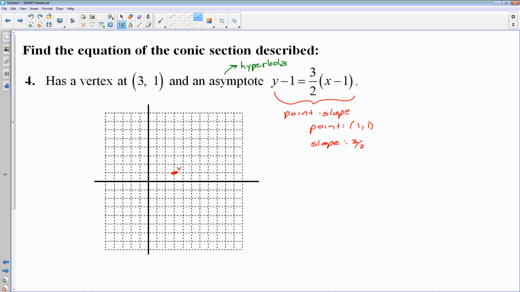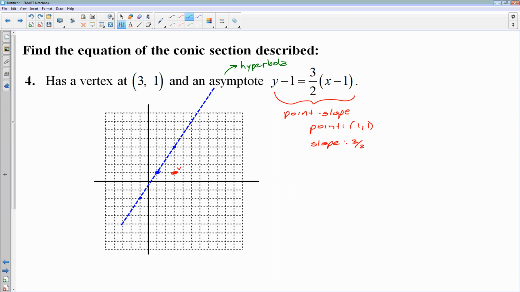So what I'm going to do is graph that asymptote. I have a point at (1, 1). It goes through that point, and my slope is 3 halves, so I'll go up 3 and over 2. I can also go down 3 and left 2, and that is what this asymptote is going to look like. So here's the asymptote. That's my vertex, and since my vertex is on the right side of that asymptote, what I know is that this thing's going to open left and right.